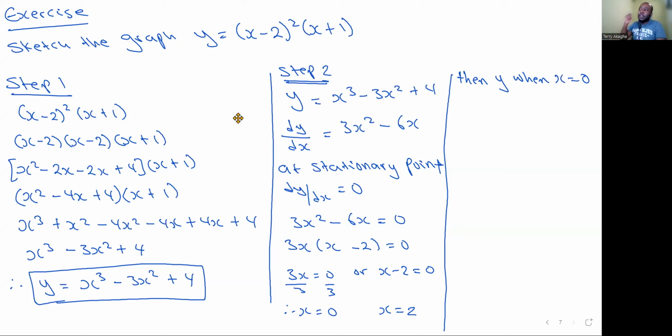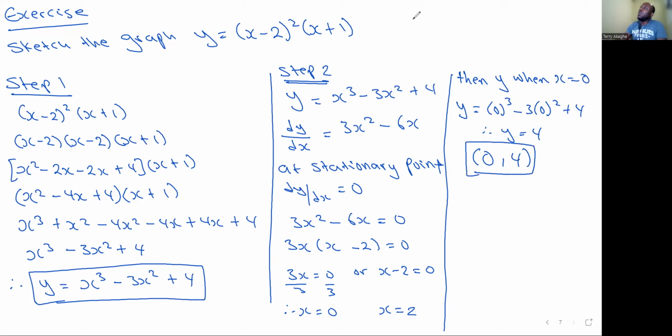Like I explained in the video, for stationary points, you substitute x into the original equation to get y. So y will be equal to 0 cubed minus 3 times 0 squared plus 4. Then y will be equal to what? 4. All right. Then we can now get the stationary point: when x is 0, y is 4. So we've got the first stationary point.